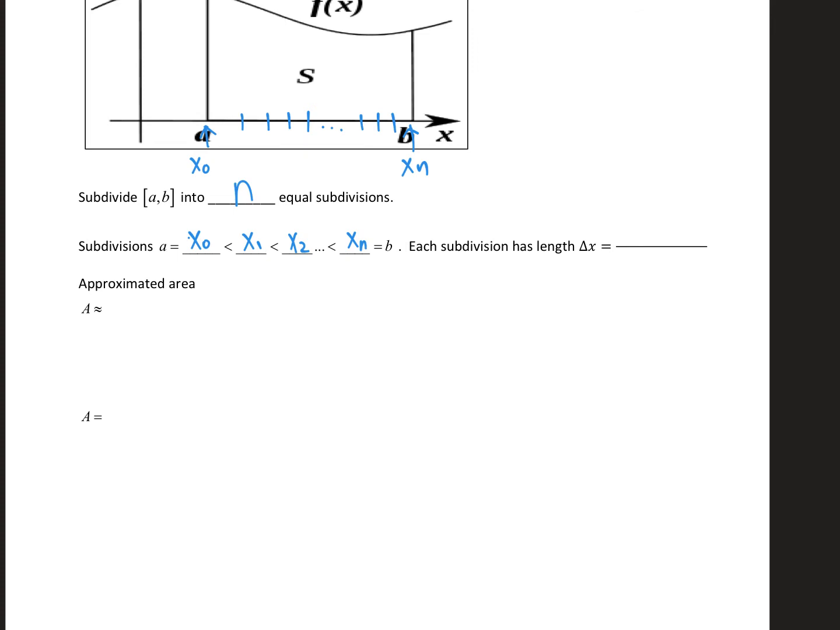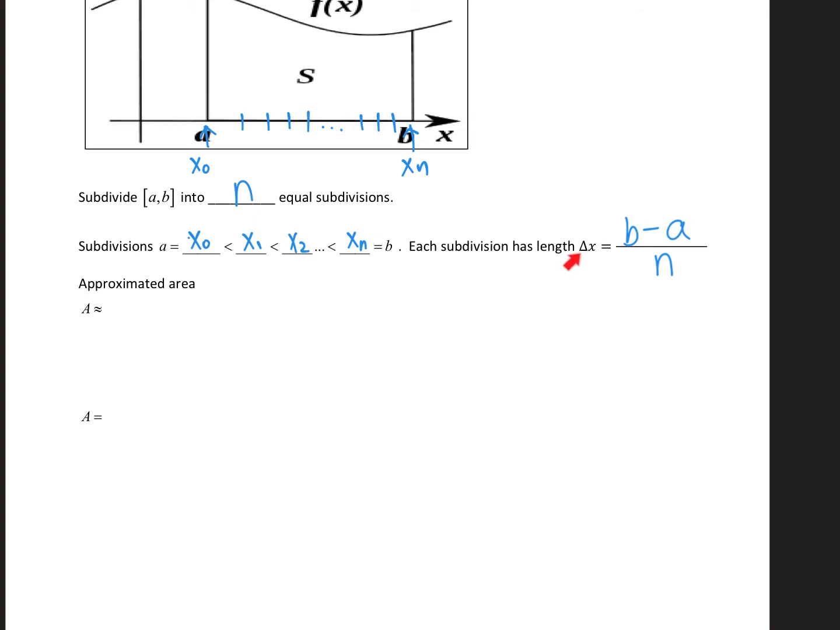Here, the length of the entire thing is not 1. It's just between a and b. So that length is going to be just b minus a. And I'll just divide it into not 4 this time, but n. So it's going to be b minus a over n. The reason we had 1/4 is because before it was 1 minus 0 over 4. But it could be any numbers.